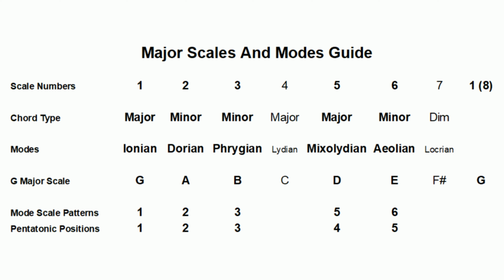Take a look at this chart that I put together and feel free to take a screenshot of it for future reference. Notice that the mode scale patterns are on the 1st, 2nd, 3rd, 5th, and 6th notes of the major scale. One is the G Ionian mode in 1st position of the G major pentatonic scale. 2 is the A Dorian mode in 2nd position. 3 is the B Phrygian mode in 3rd position. 5 is the D Mixolydian mode in 4th position. 6 is the E Aeolian mode in 5th position of the G major pentatonic scale.